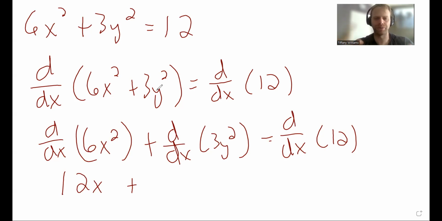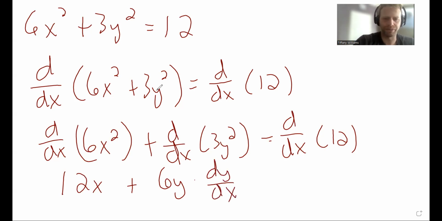So we start with the 3y squared. Again, you would use your power rule for that. That's going to come out to 6y. But then you have to go, all right, I've got to multiply by the derivative of y, which the best we can say is dy dx. So derivative of y with respect to x. Okay. And then we set it equal to the derivative of 12, that's a constant, which is just 0.